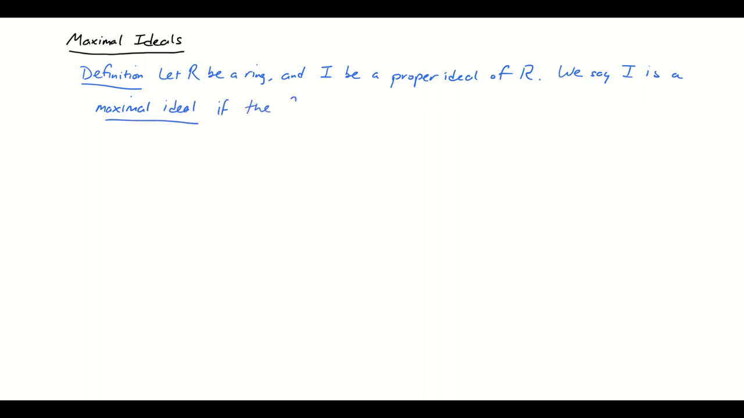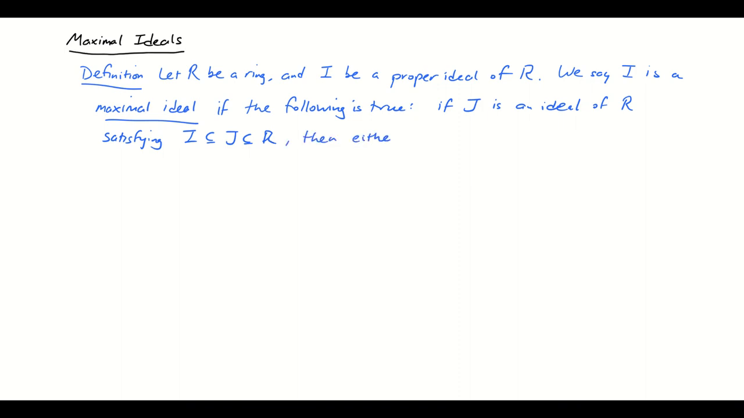if the following is true. If J is an ideal of R satisfying I as a subset of J is a subset of R. In other words, J lies between I and R in terms of set inclusion. Then either J is equal to I or J is equal to R.